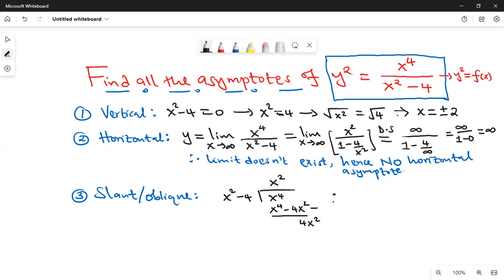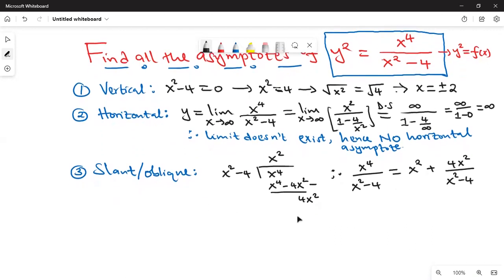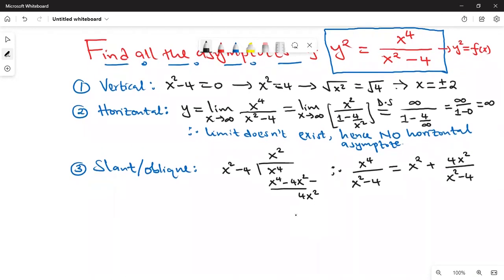So therefore, x raised to 4 over x squared minus 4 can be written as x squared plus 4x squared over x squared minus 4. You see, that is y squared. But we need to find what is y. If y squared is that, then what is y?